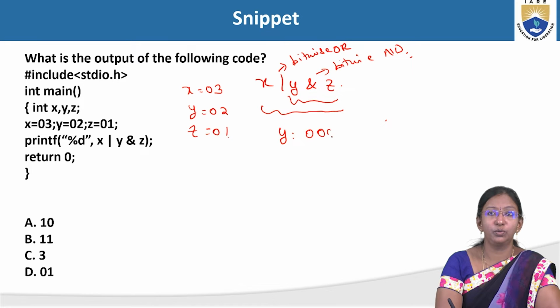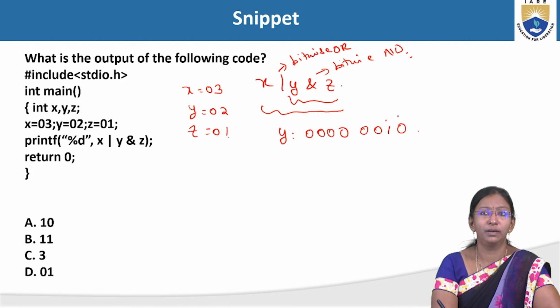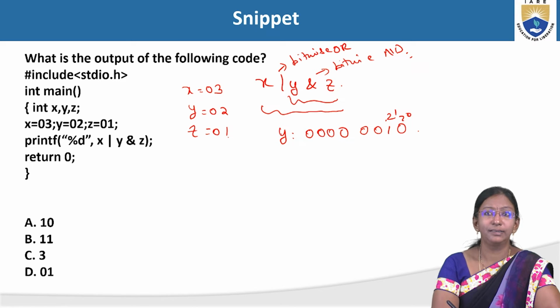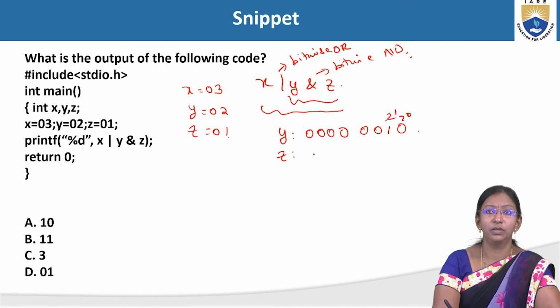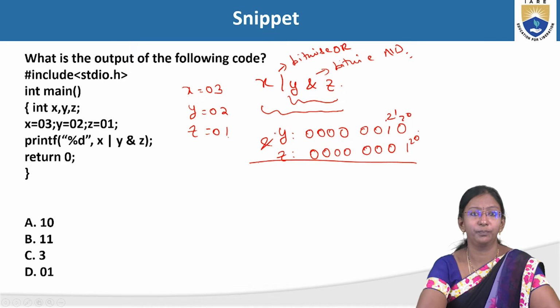So 0, 0, 0, 0. They have taken 2, so let me convert that also. So 0, 0, 0, 1, 0. Right? So 2 per 0, 2 per 1, that is 2. Next, z is 1. So 0, 0, 0, 0, 0, 0, 0, 1. 2 per 0. Right? And they're asking for an AND operation.